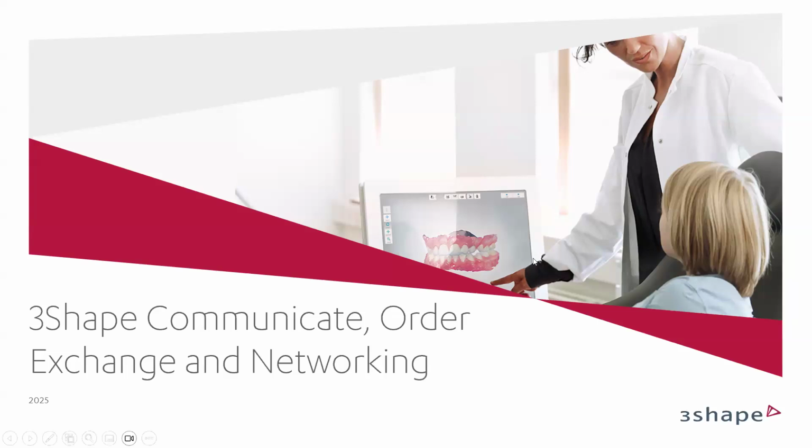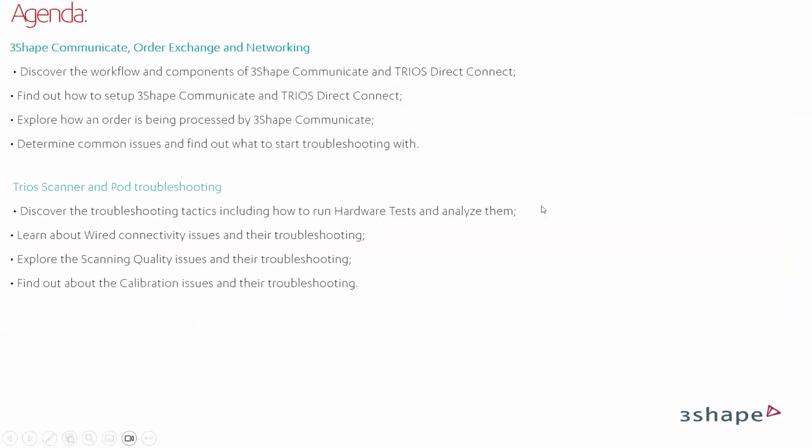Before we check the main principles, let's briefly check our agenda again. The first thing we're going to observe is 3Shape Communicate order exchange and networking. Then we will discover the workflow, all the components of 3Shape Communicate in Trios, and what Trios Direct Connect is. We will also find out how to set up 3Shape Communicate in Trios Direct Connect, explore how an order is processed by the 3Shape Communicate service, and determine common issues and what to start troubleshooting with.